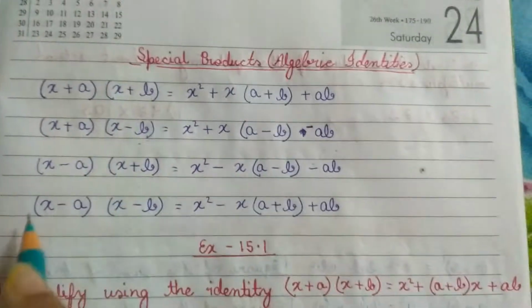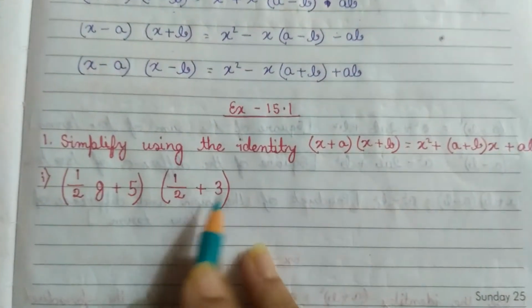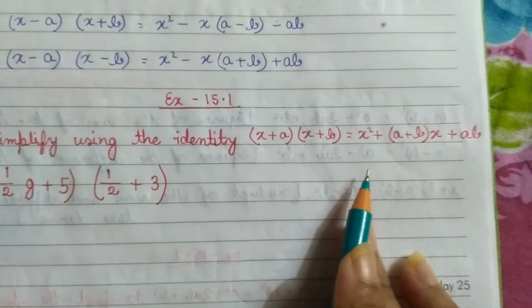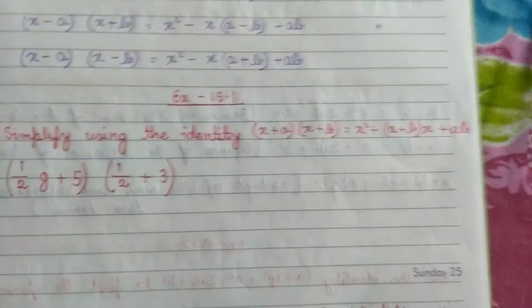Now you will learn the uses of these 4 identities when you solve problems. The first problem is: simplify using the identities. (x + a)(x + b) = x² + (a + b)x + ab. That was our first identity.